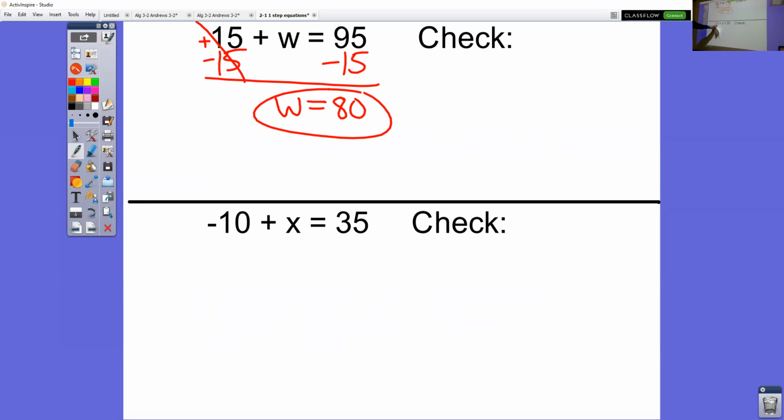In this one, we had the problem written backwards. We could switch it around if we wanted to, but I'm just going to solve it exactly how it is. To get rid of this negative 10, the opposite of negative 10 is a positive 10 or plus 10. So to get these 10s to cancel out or zero out, you have to add 10 to both sides of the equal sign. Bring down your x, bring down your equal sign. 35 plus 10 gives you 45.